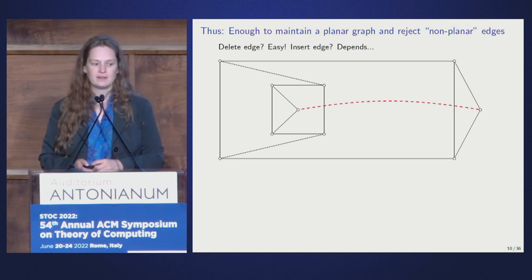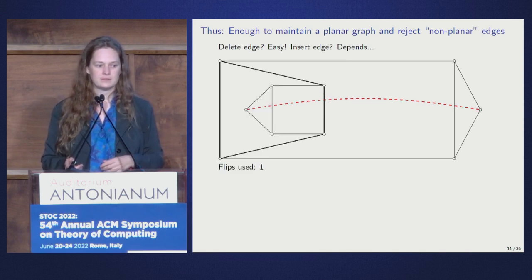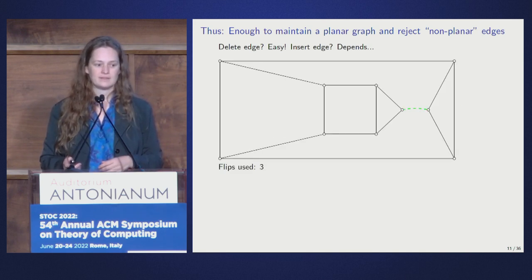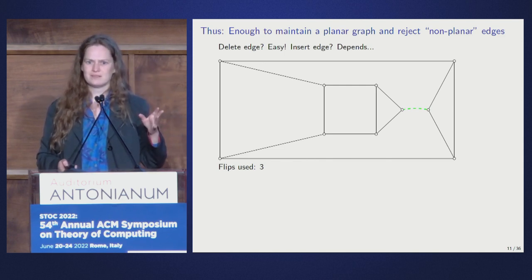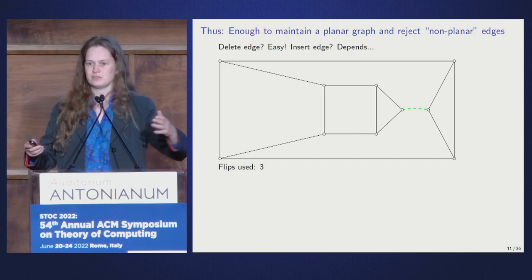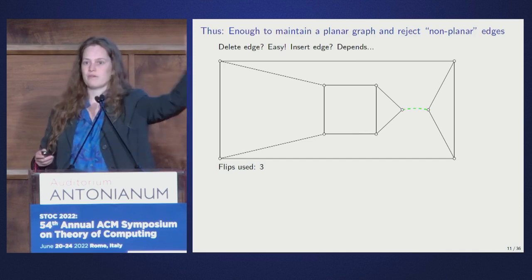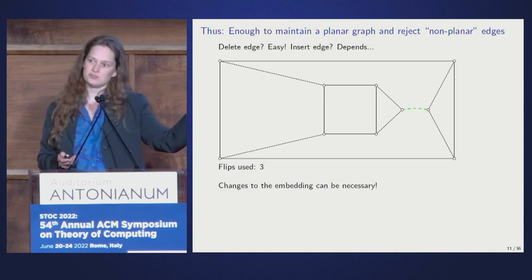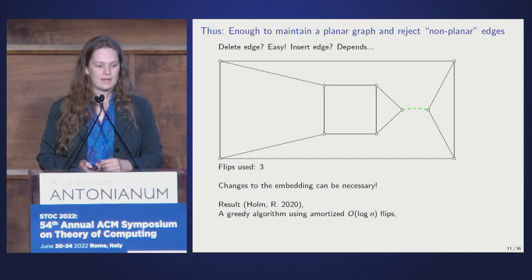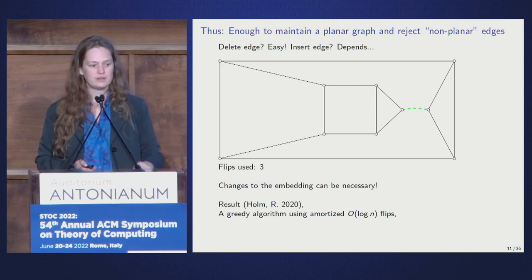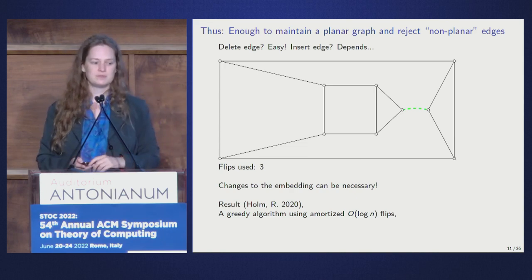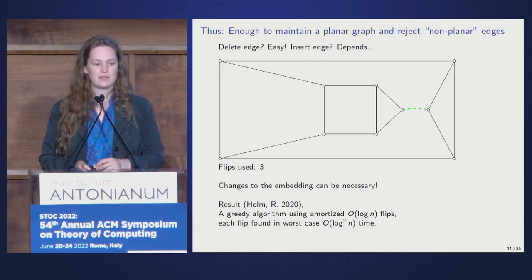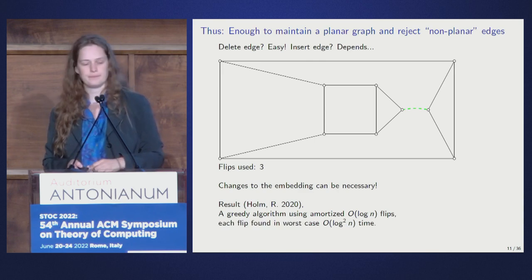And now I say, I'm doing some flips to change the embedding. Like I flip like this, and like this. And I say these are three flips. It sounds like it's more than just three flips because a lot of vertices move around in the plane, but we'll get to that. And these changes to the embedding, as you just saw, can be necessary. So what we did in our result is we have a greedy algorithm that uses amortized log n flips, and we find these flips, each of them in worst case log squared n time.